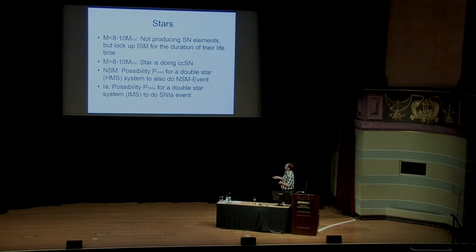So the stars considered, either they are quite lightweight, below 10 solar masses, they don't produce supernova elements, they will, at the end of their lifetime, reject the matter to the interstellar medium. If it's heavier than 10 solar masses, it's doing a core collapse supernova. And when it's in a double star system, and we can calculate the probability for that, it can later do a neutron star merger event after a waiting time. Or if other prerequisites are fulfilled, we can do a supernova 1A. There's also a probability on that, that is normalized to observations.